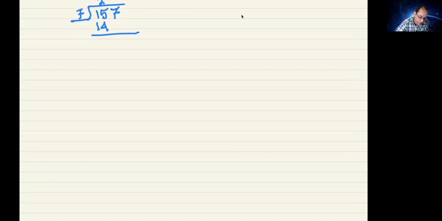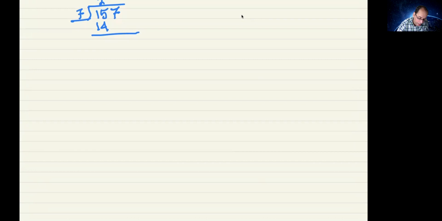Okay. So the first thing I have, let's get a motivating example first. If I say 157 divided by 7, so this is a long division. So I divide 15 by 7, I'll get 2. And 2 times 7 is 14. Subtract 14 out of 15, I would get 1.